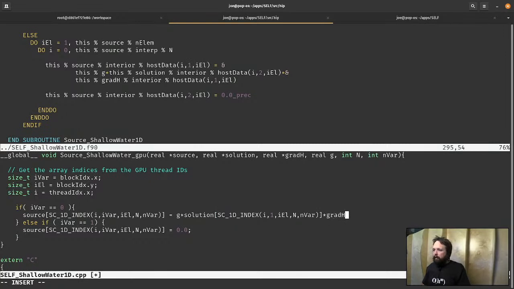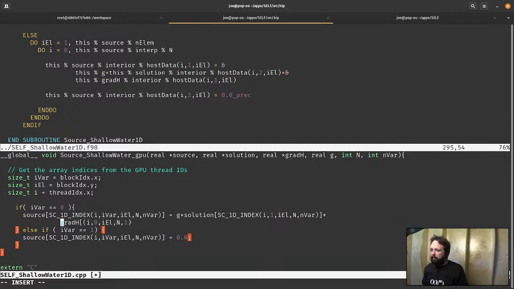So we have grad h, I, and here, looking up at the top, I've got grad h. I'm taking the interior point. I've got I var set to 1 for grad h because I only have one variable stored for grad h. So on the C++ side, we set that to 0. And again, il, and the number of variables here for the topographic gradient is just 1. So let's do this properly and enclose that with a SC1D index macro.